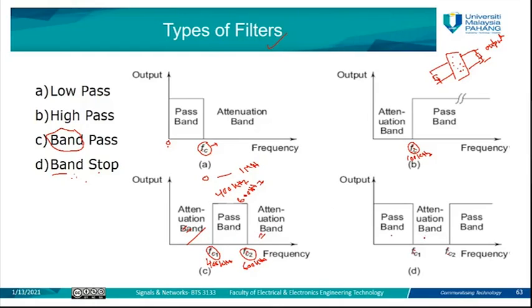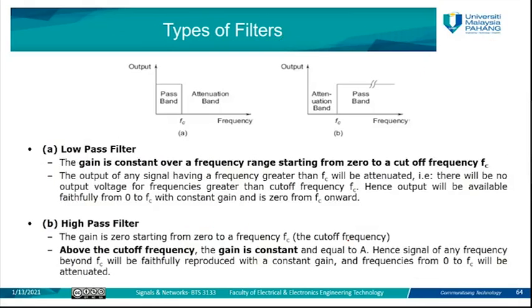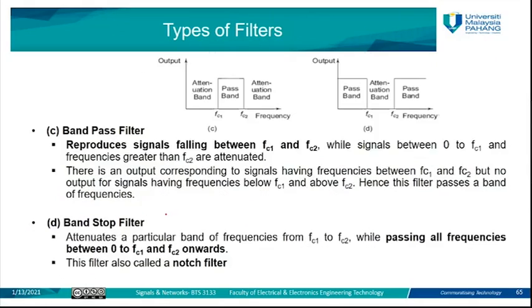It is also the same for attenuation here. I need to know FC1 and FC2, and in between these two values the signal will be attenuated and others will be passed through the system. So this is the definition and explanation for each type: low pass filter, high pass filter, band pass filter, and also band stop filter. You can just go through the same thing that we already explained.